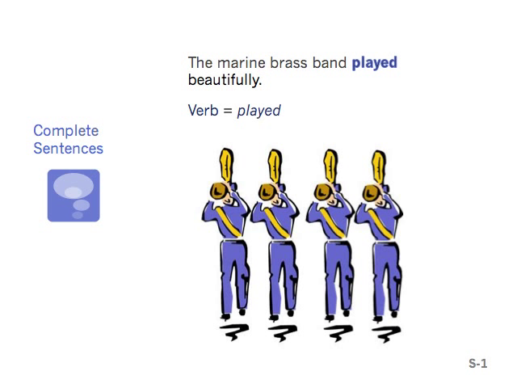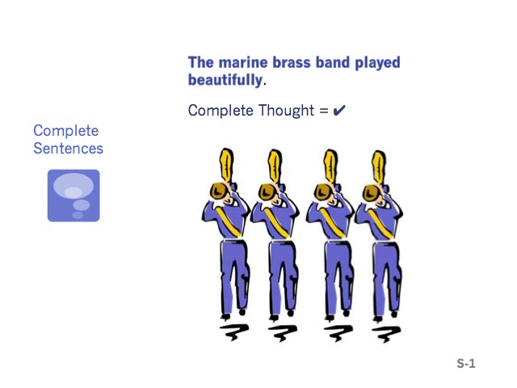The verb in this sentence is played. What did the Marine Brass Band do? It played. The subject-verb combination is the heart of the sentence. To be sure that a sentence is grammatically correct, we must ensure that it contains a complete thought. The Marine Brass Band played beautifully is a complete thought.